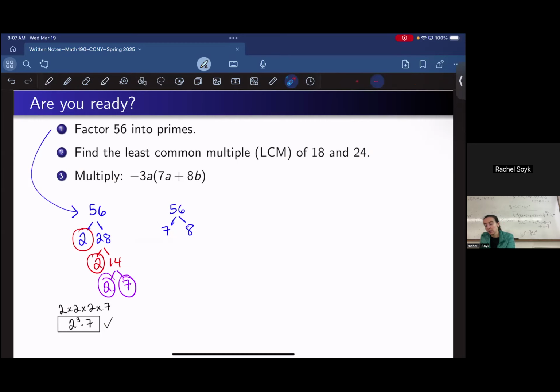Now, if we looked at 56 and we pulled out 7 and 8 straight off the bat, we know 7 is prime. 8 can be broken up into 2 and 4. 2 is prime. And then 4 can be broken up into 2 and 2. So technically, it actually took the same number of steps. We once again get 2 to the 3rd times 7. And we're done.